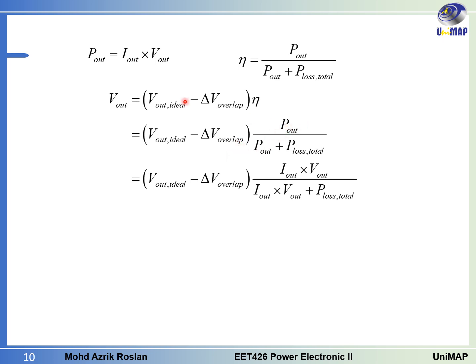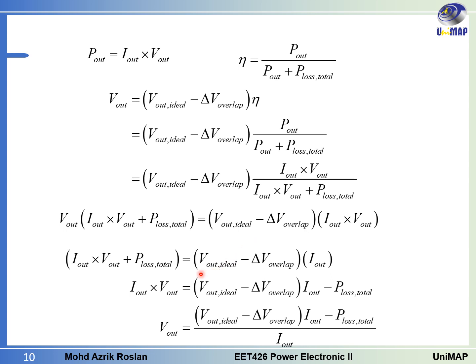Then we have the P out, you can replace with this one. P out is equal to I out times V out. You have to replace at this point and this point. After that we can move all of this denominator to the left side and multiply by V out. V out multiplied by this one equals this equation multiplied by this one. Then we can cancel out the V out term, and we remain with this equation.